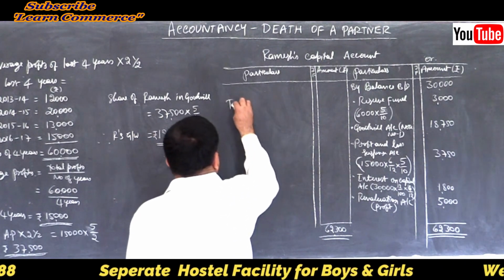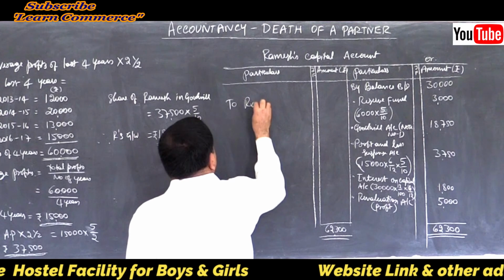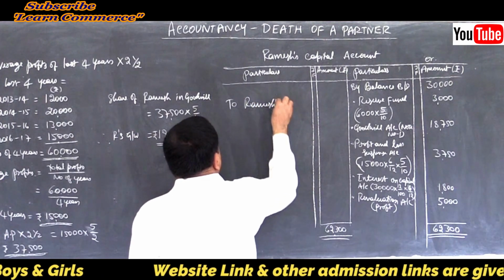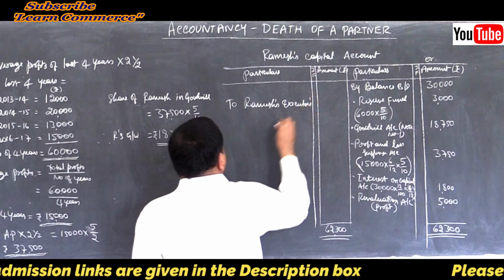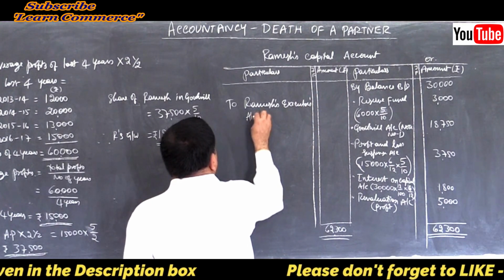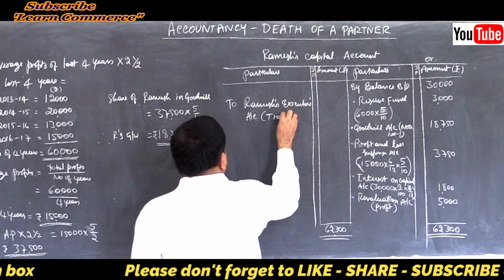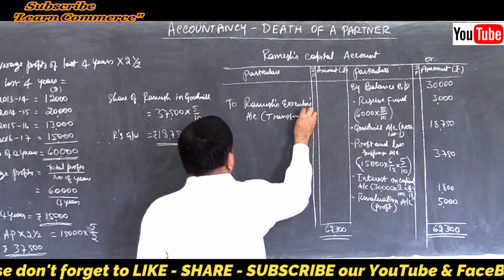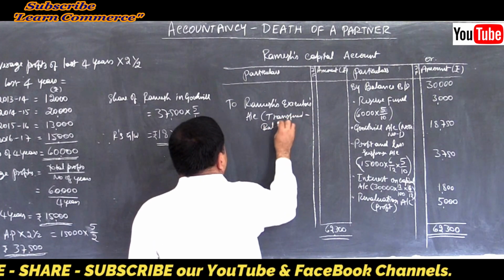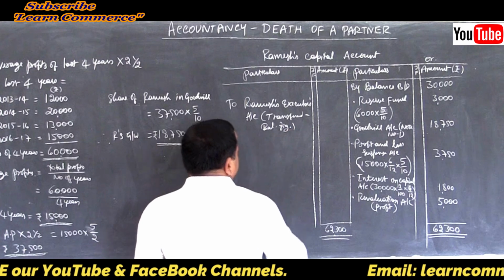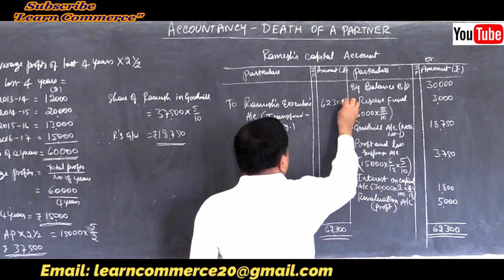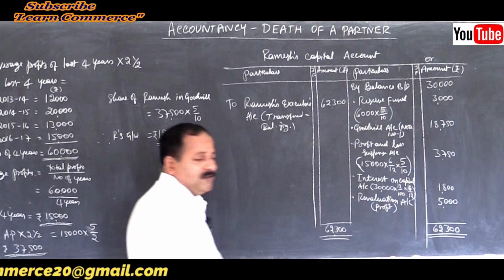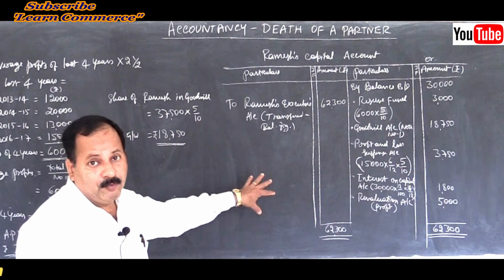To Ramesh's executors account. Transferred balancing figure. That is what you have to do here. That's all. Write the amount 62,300. You got the answer. Your problem is solved. That's all. This much only you have to prepare in the board exam.